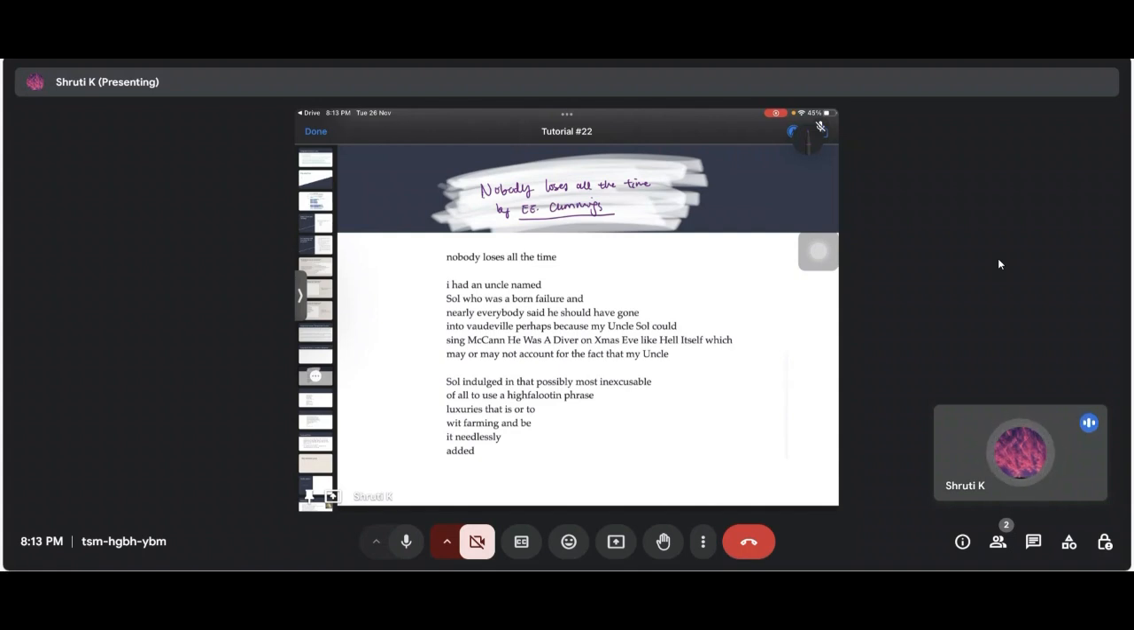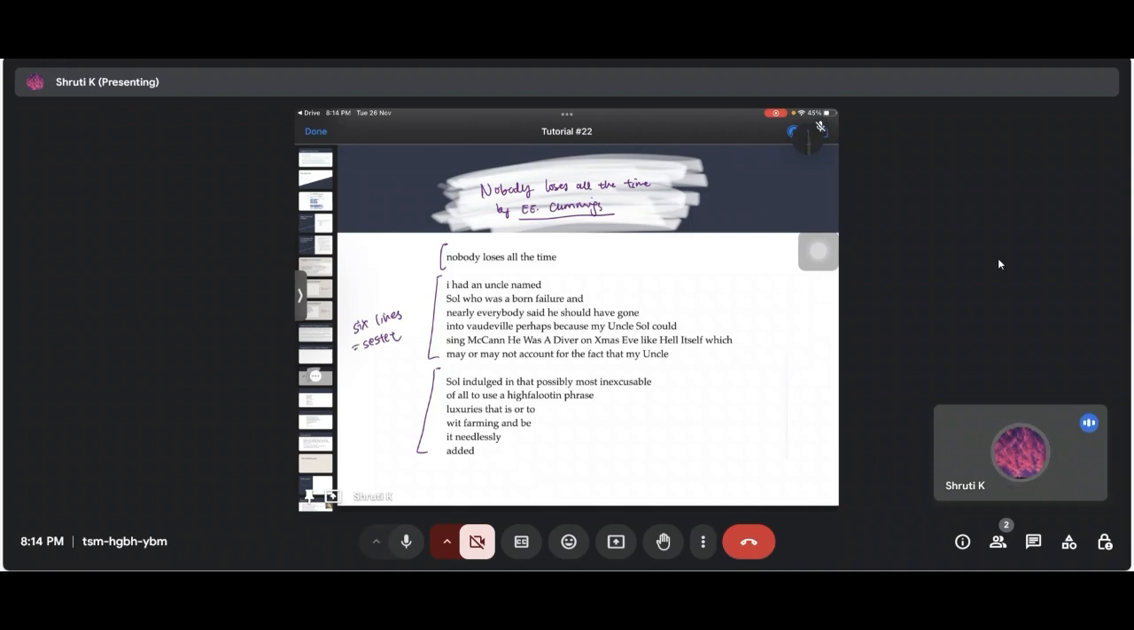So we will go straight into our second step, which is looking through the definitions of some of the less common words, and then we will go through our analysis. The poem starts off with one stanza of one line, which says, nobody loses all the time. We have the second stanza and the third stanza here, each with 6 lines. When you have 6 lines in a particular stanza, we call that a sestet.